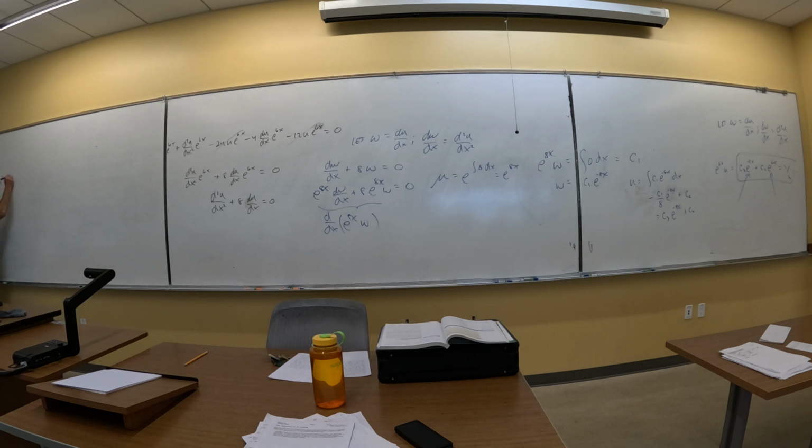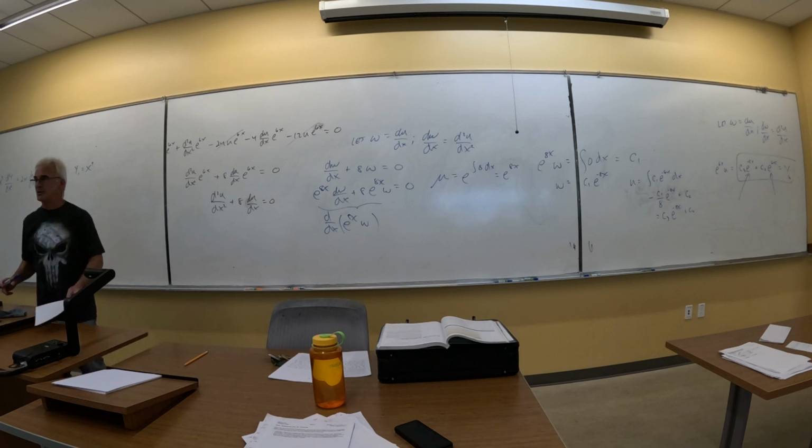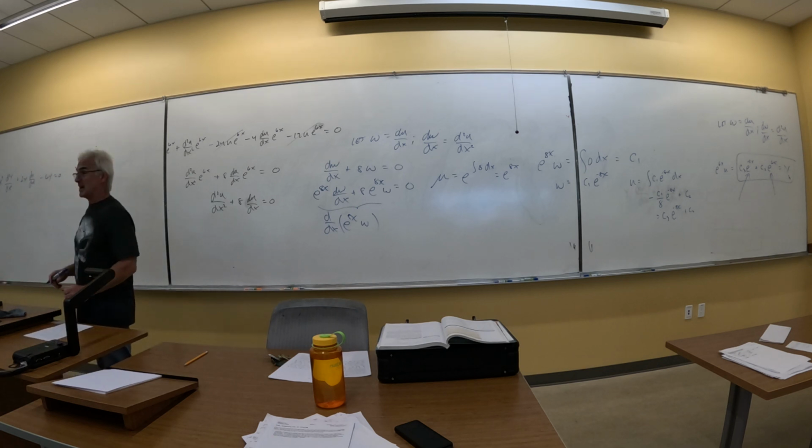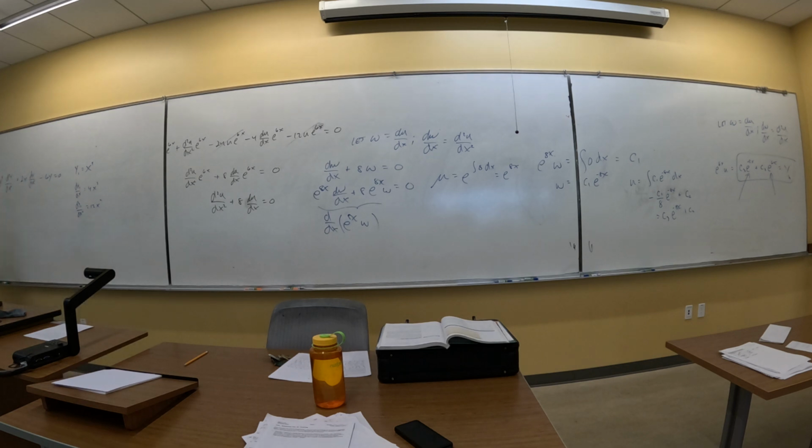x squared d squared y dx squared plus 2x dy dx minus 6y equals 0. And I'm going to tell you that y1 is x to the fourth. Now, just to make sure, especially because I might have written it down incorrectly, let's check this one, because we did it before. Okay, I need you to actually believe this, not because I just said so. You have the ability to know.